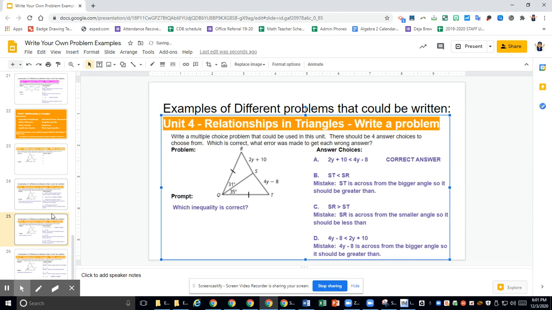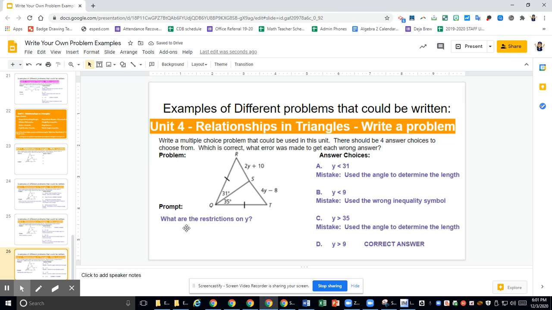All right, and then the last question I came up with is actually solving that, right? What are the restrictions on y? And so when you solve it, you get that y has to be greater than 9. One of my choices was, we'll just use the same thing but put the wrong inequality symbol. And then I was like, I don't know what I could use for the other two. What might somebody accidentally do? Oh, well, maybe they'll compare y to the angles instead of to each other, right? So y has to be greater than 35 or less than 31, okay?